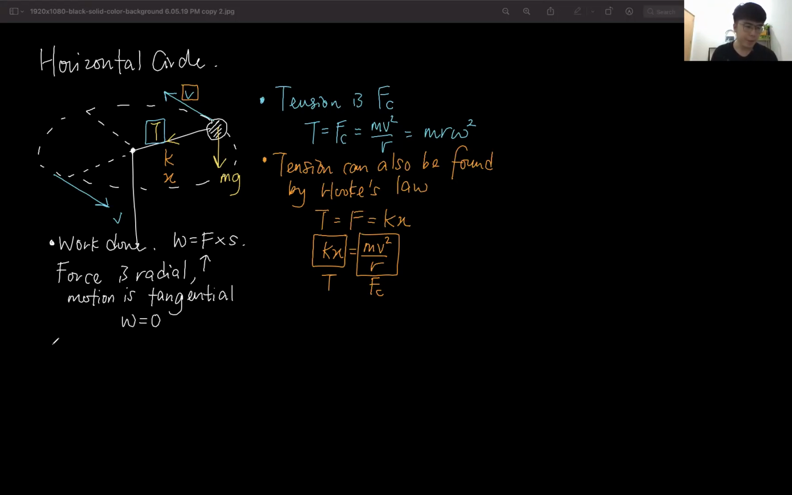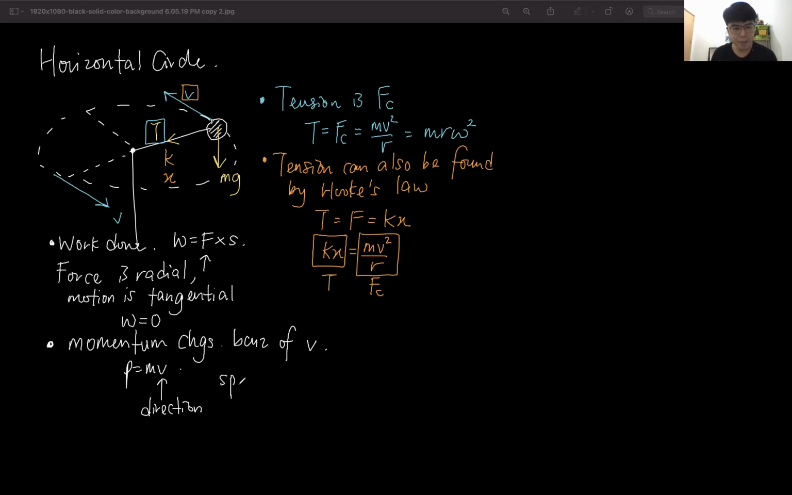All right, so next one is, how about the momentum? Does it change or is it the same? Momentum changes, because of the velocity. You have momentum equals mv, right? So v changes because of the direction. The magnitude is the same, meaning the speed is the same. Speed is the same for a horizontal circular motion, but the velocity is different because the direction changes.